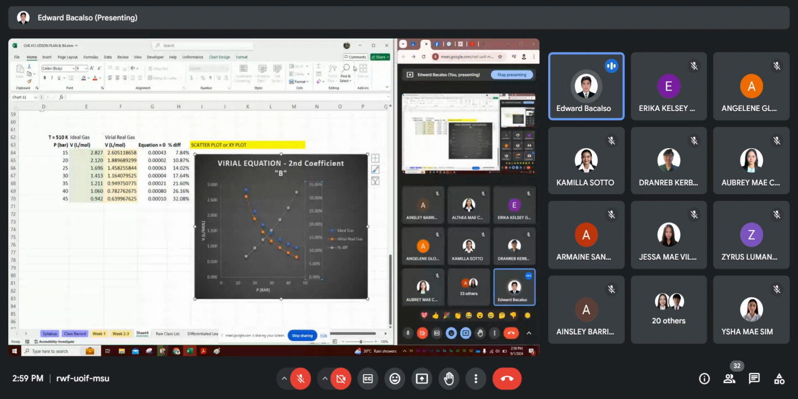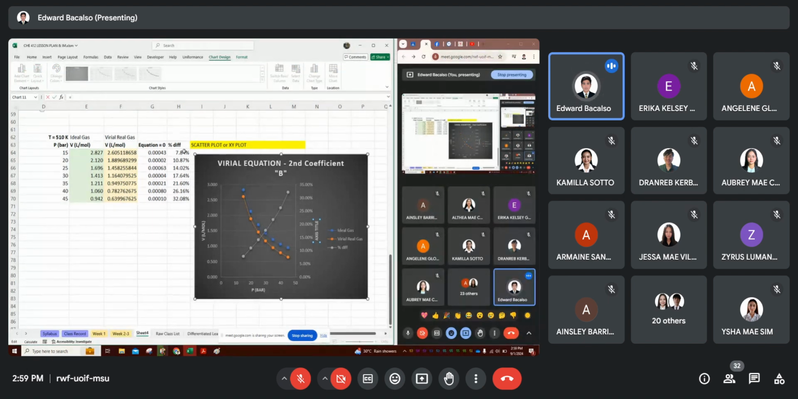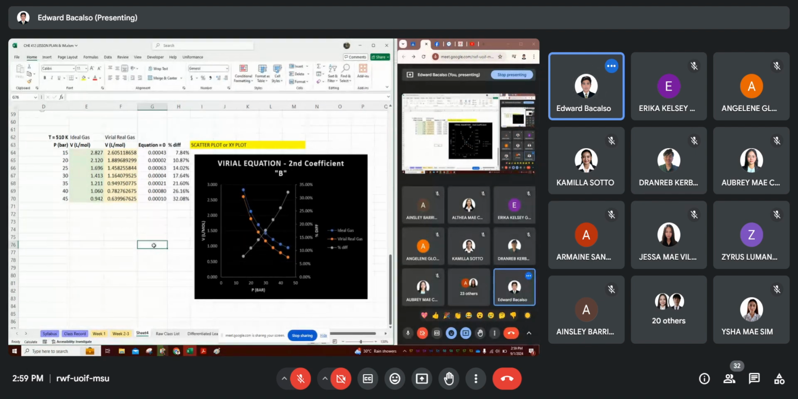So itong right axis, pwede natin lagyan ng label din. So dun tayo sa chart design, add chart element, axis, title. Yan. Tapos lagyan natin na yan ay percent difference. Okay. Yan. So you have there scatter plot showing the difference between ideality or ideal gas versus a real gas.